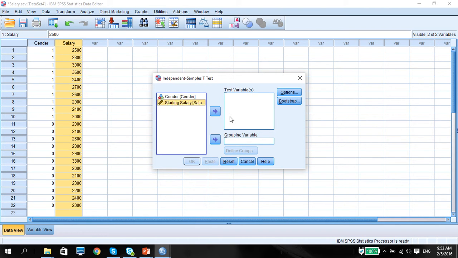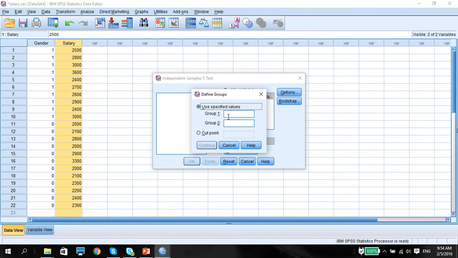The test variable, of course, is the variable of interest, which is the salary. And gender we put in as the grouping variable. Now, be very careful here when we define the groups of the variables. You notice that there are two question marks. This means that the system is actually waiting for us to tell it what mean minus which mean, which group minus which group.